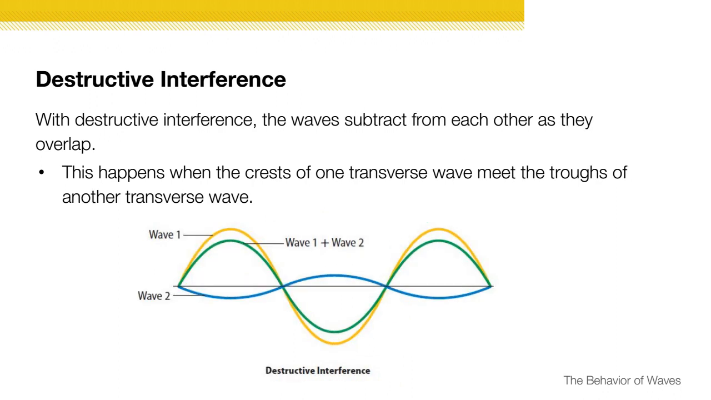Destructive interference is kind of the opposite. So now we still have our yellow and our blue waves, wave one and wave two, but you notice that the crests and the troughs are opposite this time. So they're not actually going to line up and build up. They're going to subtract from each other, making the waves smaller. So you see the green wave is actually smaller than the yellow wave now. That is destructive interference.